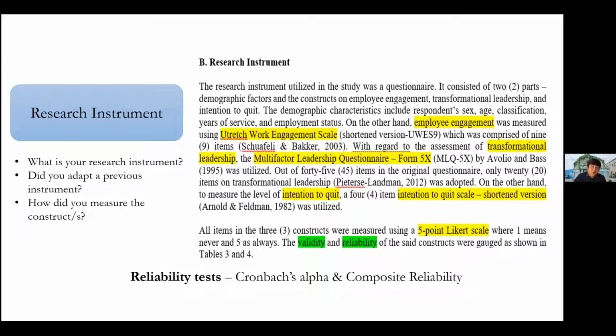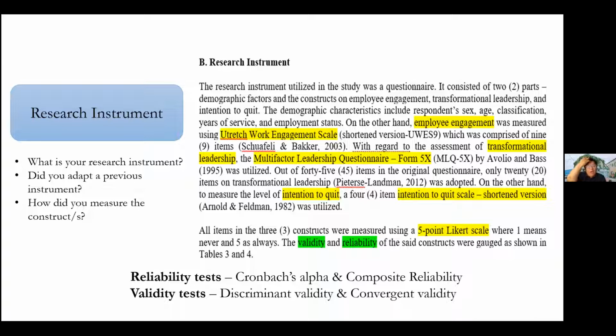Number two, we also have validity tests. Validity tests, statistically speaking, can be measured via discriminant validity and convergent validity. Why do we need to prove that our instrument is valid? Simply because a validity test will measure whether the designer of the questionnaire or the designer of the research instrument have the same understanding with the respondent in terms of the contents of the research instrument itself.